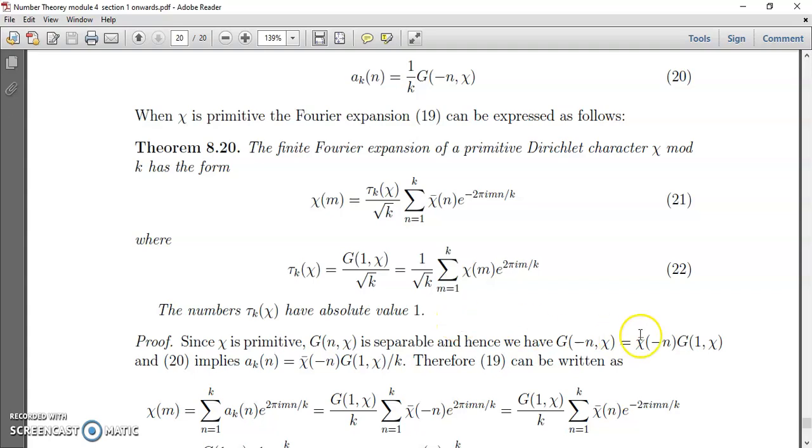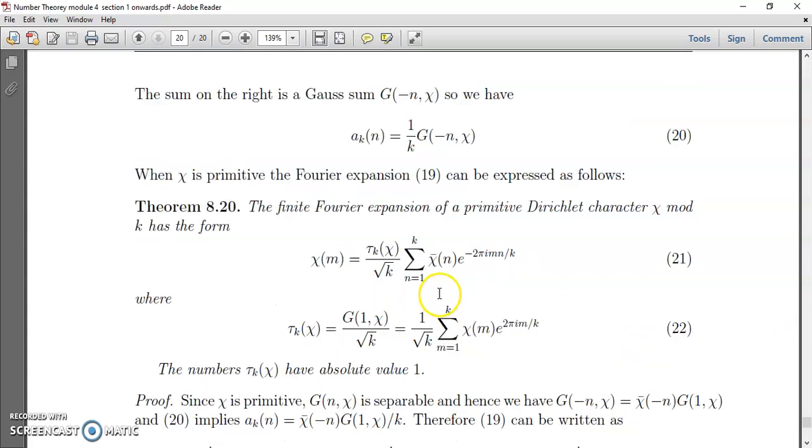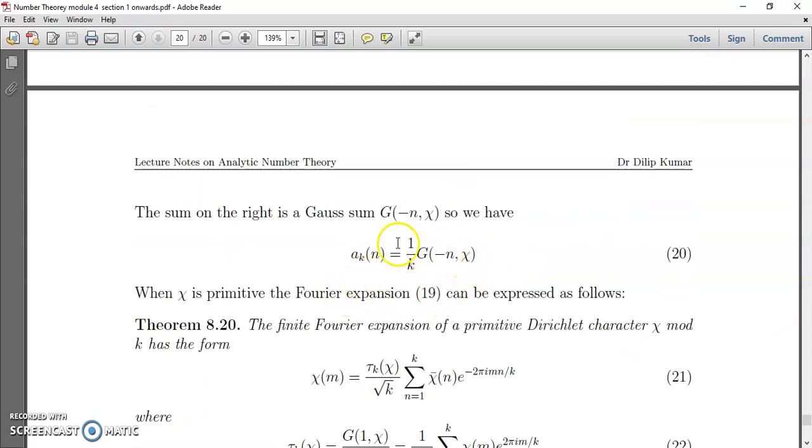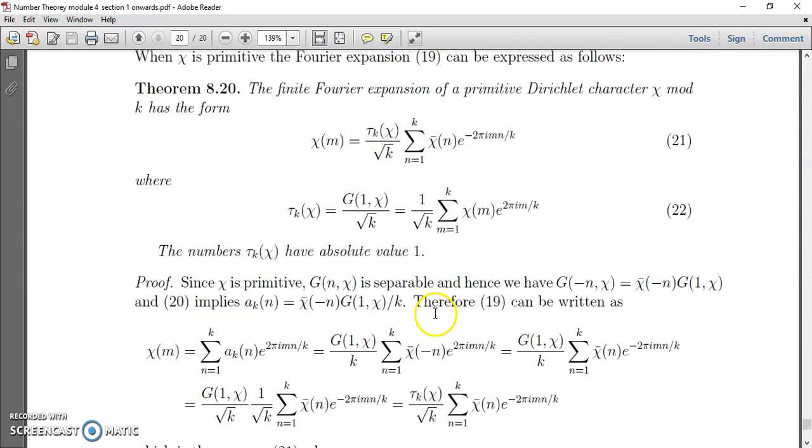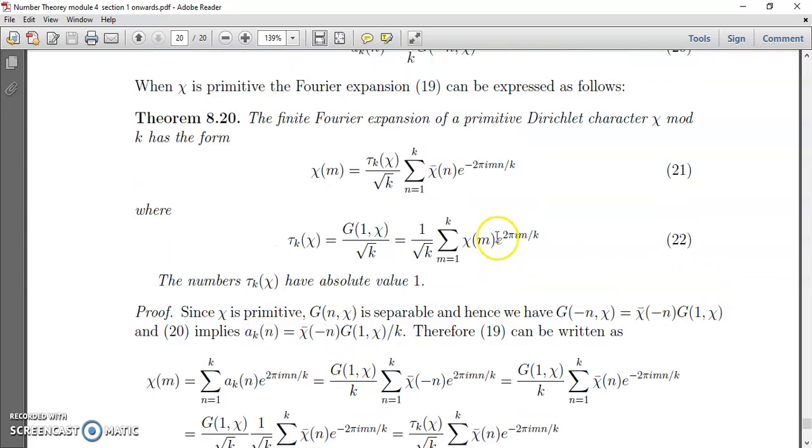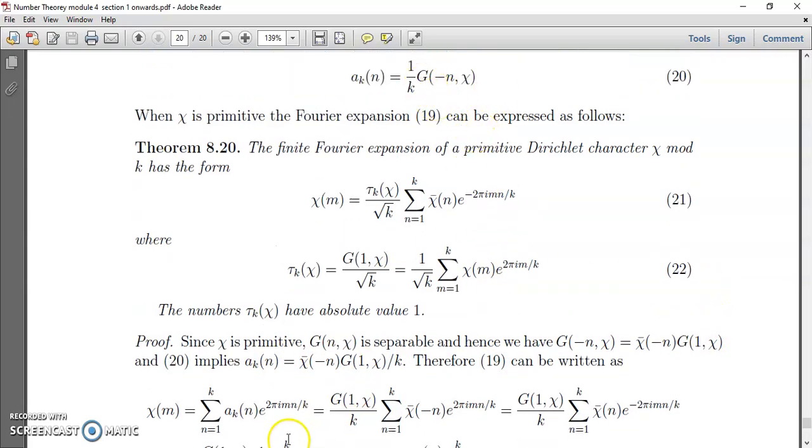And we have already written what a_k of n is. It is nothing but 1 by k times g of minus n, chi. So by using these results, a_k of n can be written as chi bar of minus n times g of 1, chi by k.